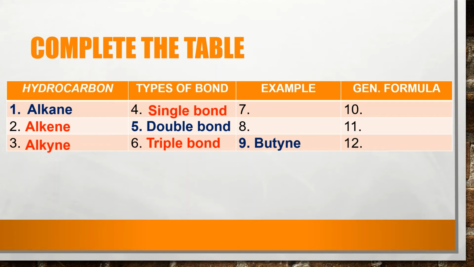The given example here under alkane is butane. Thus, the example of an alkane that has four carbon atoms is butane, and the alkene with four carbon atoms is butene. The general formula for alkane is CnH2n+2. The general formula of alkene is CnH2n, and the general formula of alkyne is CnH2n-2. Did you get all the correct answers?